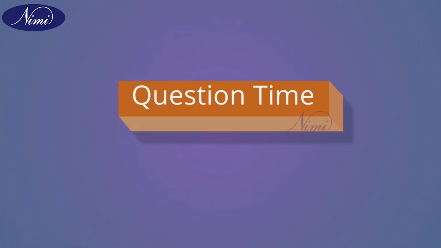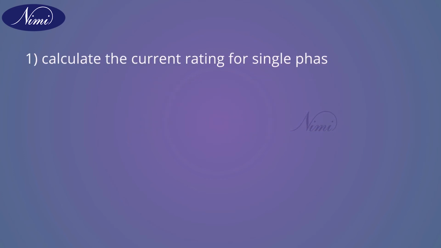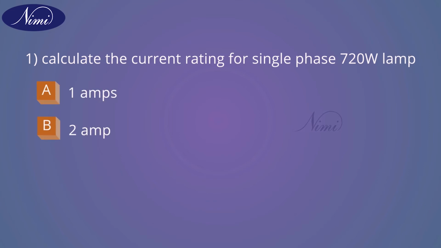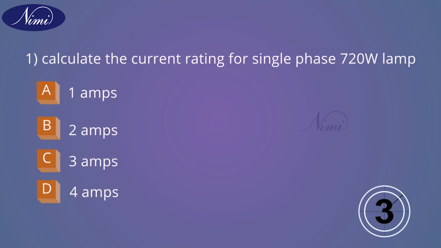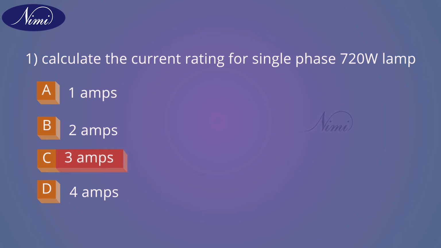Question time. Question number 1. Calculate the current rating for a single-phase 720 watt lamp. Option A. 1 amps. B. 2 amps. C. 3 amps. D. 4 amps. And the answer is C. 3 amps.